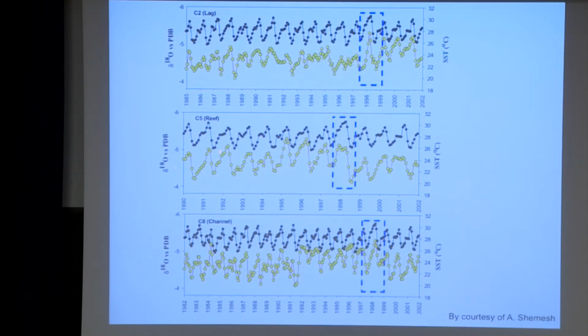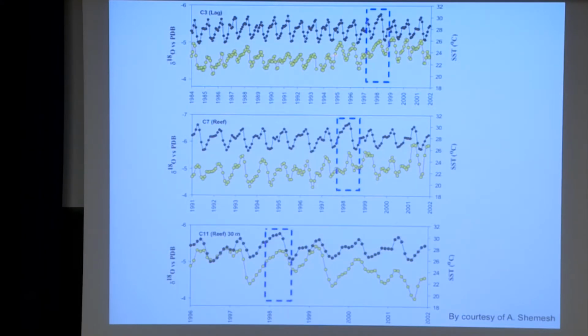Let's take the next one. No, you would not be able to tell, right? This one, give it half a point. This one, no. This one, no. This one, no. Okay, 1.5 out of 6 corals recorded in the oxygen isotope composition the biggest El Niño event in 100 years.